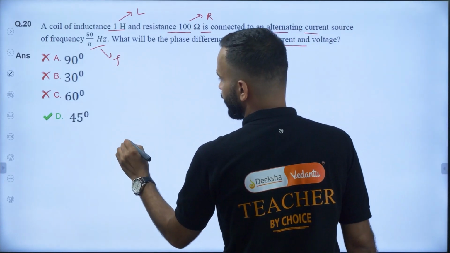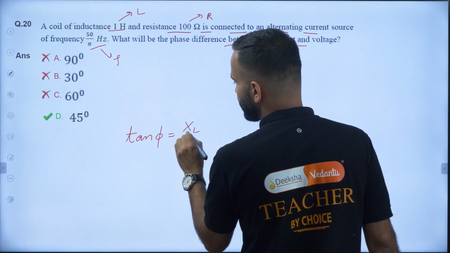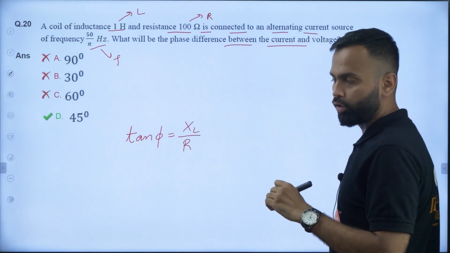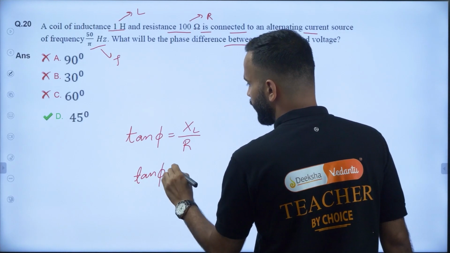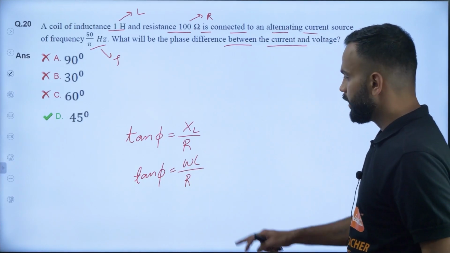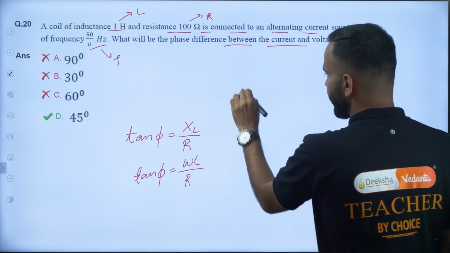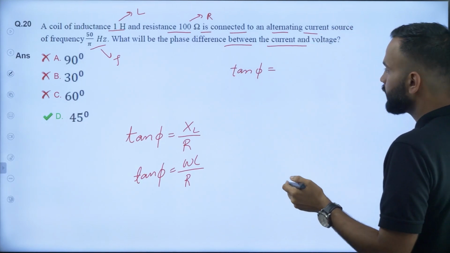We know that tan phi is equal to XL divided by R. What is XL? Omega into L, right? So tan phi is equal to omega into L divided by R, right? So what is omega? 2 pi f, right? So tan phi is equal to, omega is angular frequency, that is 2 pi f.